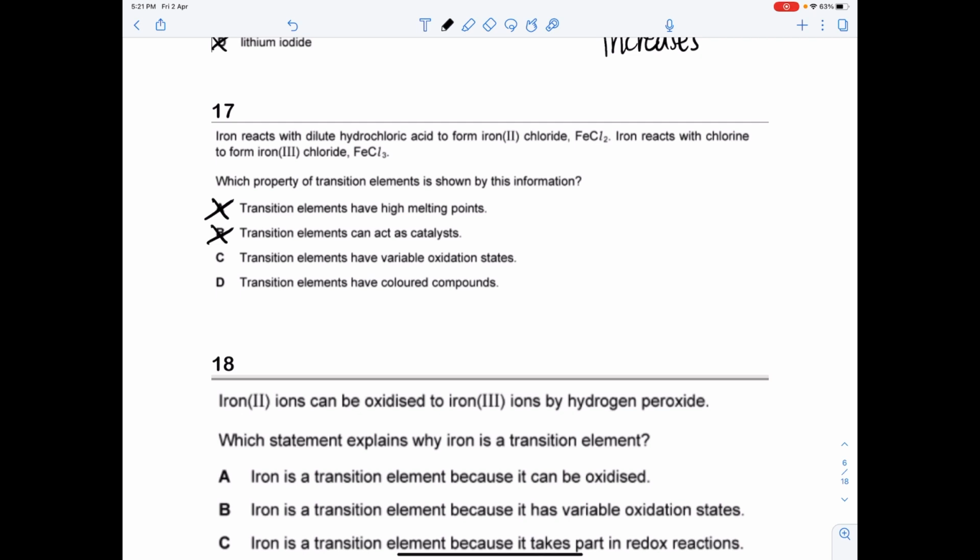Transition elements have variable oxidation states. Yes, 2 and 3 for iron. Transition elements have coloured compounds. Well, yes, but it didn't tell us the colour here, so that's not true either. So the answer must be C.